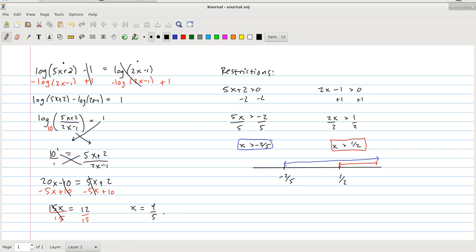And finally, checking to make sure this is okay with our restrictions, 4/5 is greater than 1/2. And so we know we're going to accept this answer. X equals 4/5.